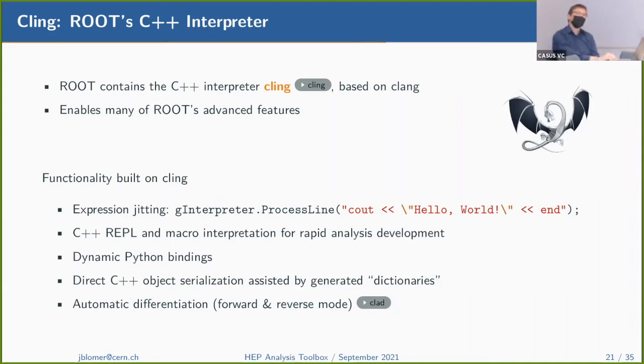Another interesting piece of software that you can develop on top of Cling is automatic differentiation. There's a link to Clad if you're interested in this topic. It's a nice tool.